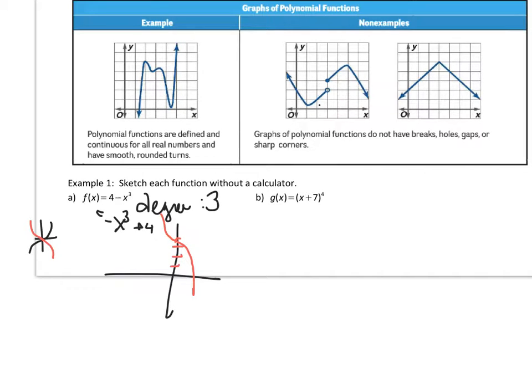For B, we have g of x is equal to the quantity x plus 7 to the 4th power. I don't know why I keep saying squared. x plus 7 to the 4th power.